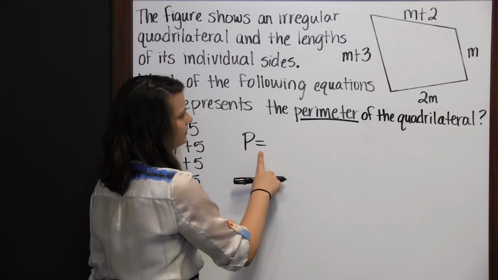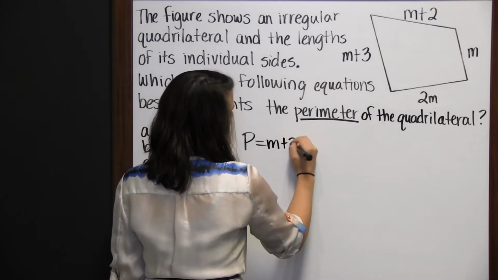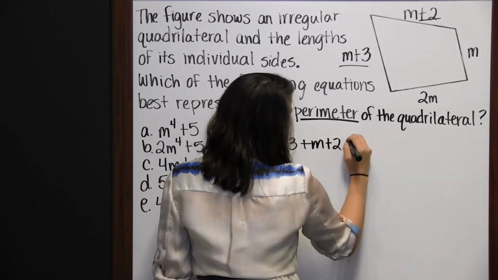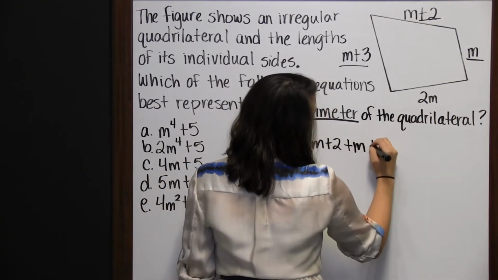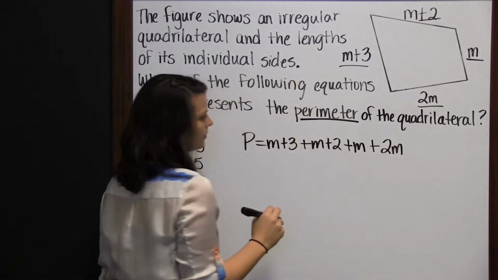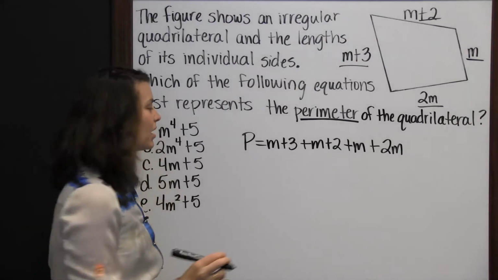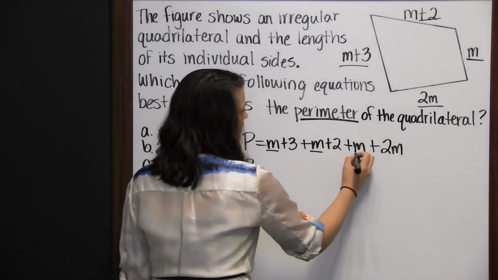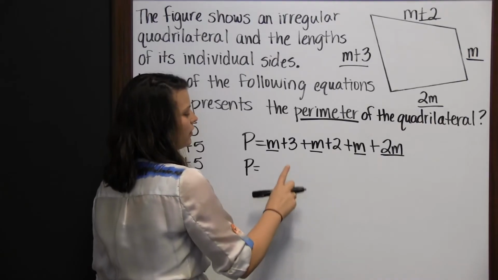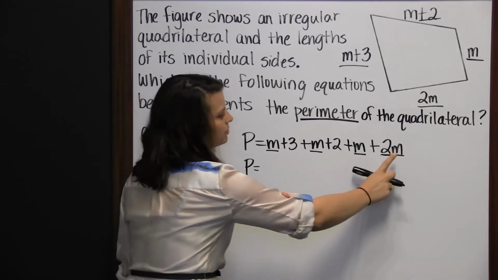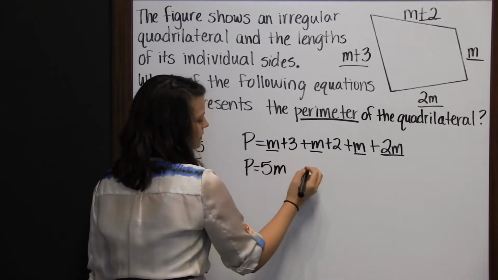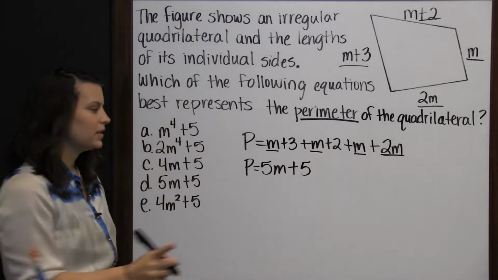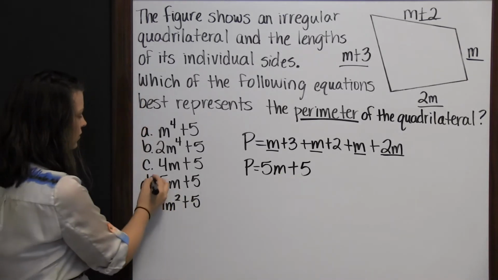So the perimeter is m plus 3 plus m plus 2 plus m plus 2m. And now we just need to combine like terms. So the perimeter is m plus m plus m plus 2m, so that's 1, 2, 3 m's plus 2 m's is a total of 5 m's, plus 3 plus 2 is 5. So the perimeter is 5m plus 5. Answer D.